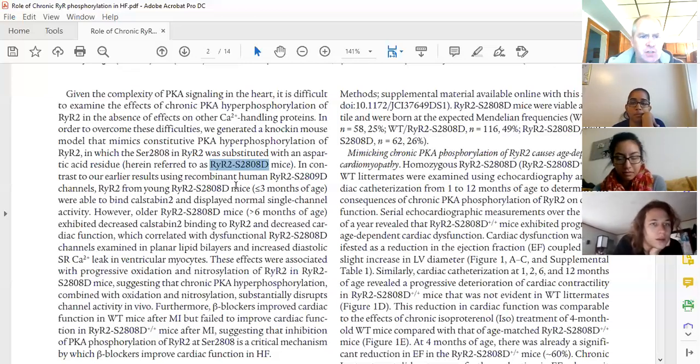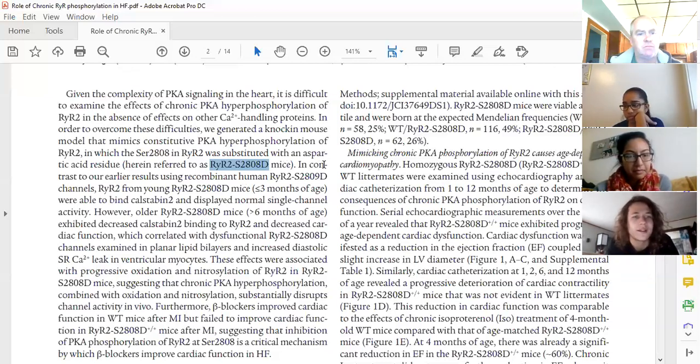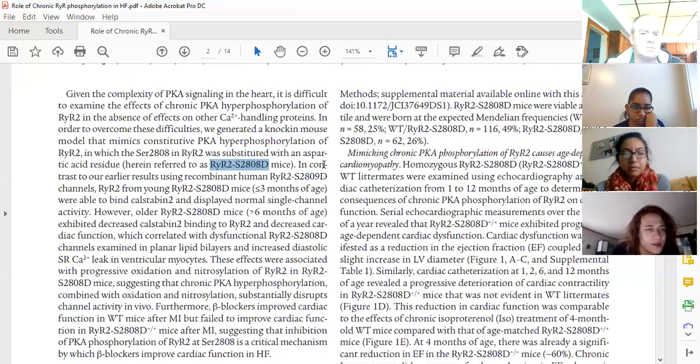In contrast to our earlier studies using recombinant human mutant ryanodine receptor channels, ryanodine receptors from the young mutant ryanodine receptor mice were able to bind to calstabin and displayed normal single-channel activity. However, older mutant ryanodine receptor mice exhibited decreased calstabin 2 binding to ryanodine receptors and decreased cardiac function, which correlated with dysfunctional mutant ryanodine receptor channels examined in planar lipid barriers and increased diastolic SR calcium leak in ventricular myocytes.